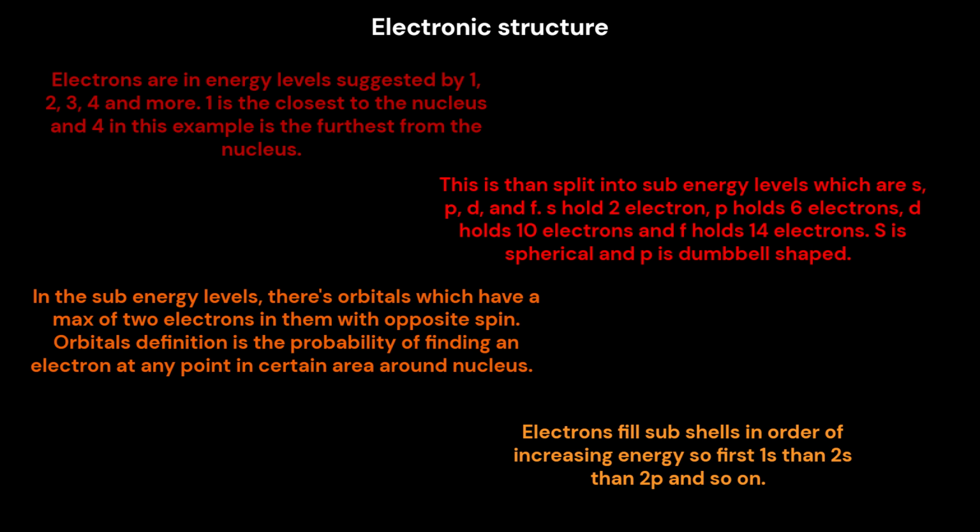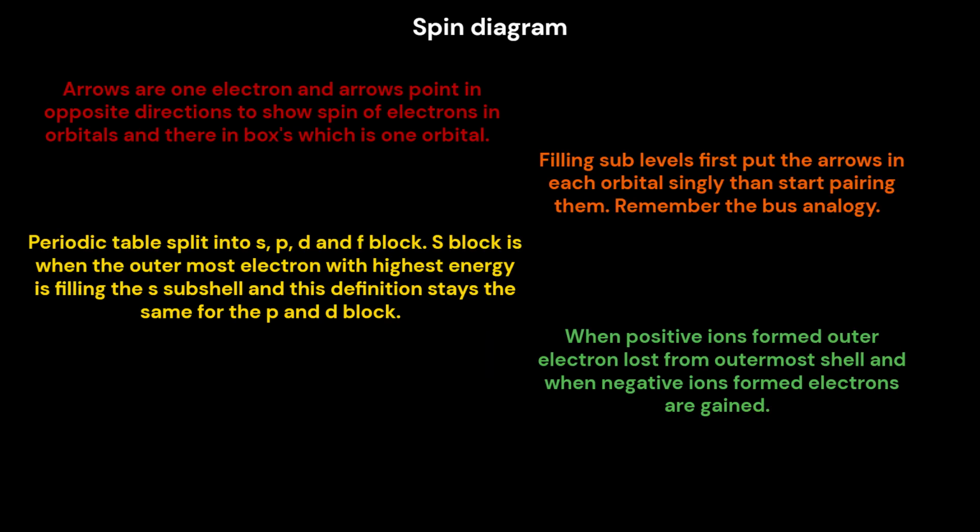An orbital's definition is the probability of finding an electron at any point in a certain area around the nucleus. Electrons fill subshells in order of increasing energy, so first 1s, then 2s, then 2p, and so on. Spin diagram. Arrows are 1 electron, and arrows point in opposite directions to show the spin of electrons in orbitals, and they're in boxes, which is 1 orbital. When filling sub-levels, first put the arrows in each orbital singly, then start pairing them.